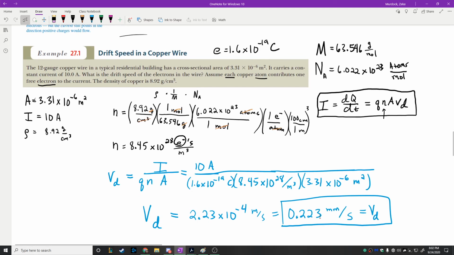It would take 5,000 seconds, or what is 5,000 seconds? Divided by 60. It would take 83 minutes, or a little over an hour and 20 minutes, for an electron in this wire, this type of wire, to move 1 meter. Okay, just think about that.